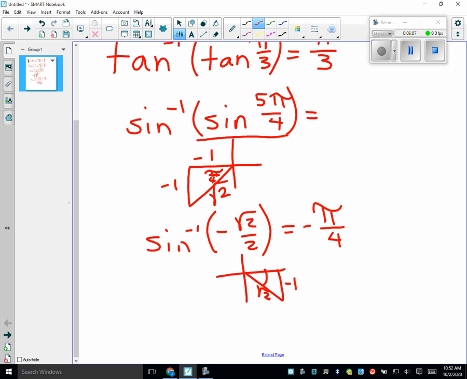The difference, Andy, is that last time I asked for the reference angle. This time I asked for the angle. Reference angle is pi over 4. The angle itself is negative pi over 4. That's the difference on that. Are we good with that? Is that making sense?